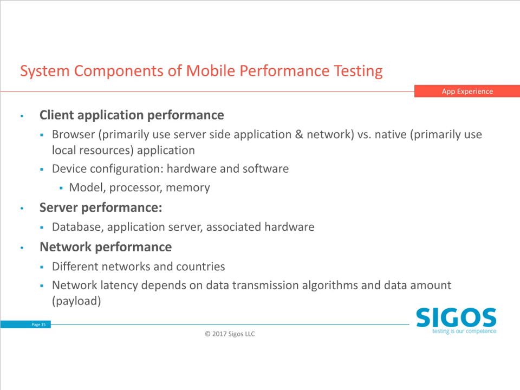So there's also the system components for mobile performance testing. There's client application performance, so it's the browser, right? It primarily uses the server-side application and the network versus native, which primarily uses your local resources on the device. You've got device configuration, hardware, the software, the model, processor, memory, location even, right? Samsung Galaxy S7 has different models with different CPUs, different memory in different regions around the globe. One device is not the same everywhere in the world, but a browser in the US is the same as a browser in the UK. It's the same as a browser in Australia. So mobile has so many different variations.